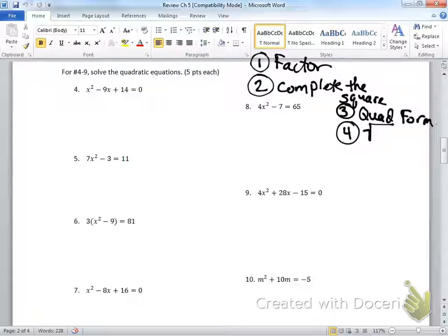We're gonna factor. Careful with factoring, because when you factor, it has to be in this form.